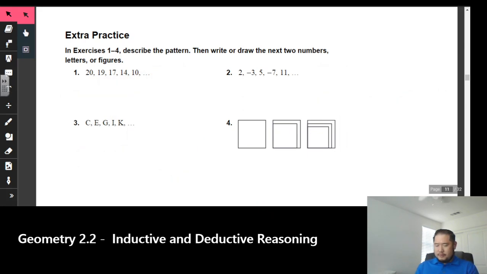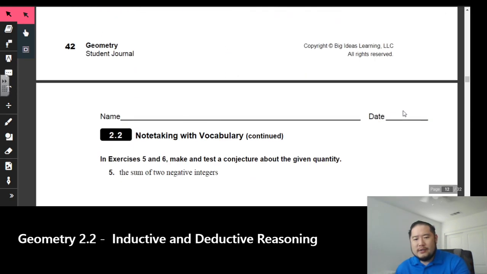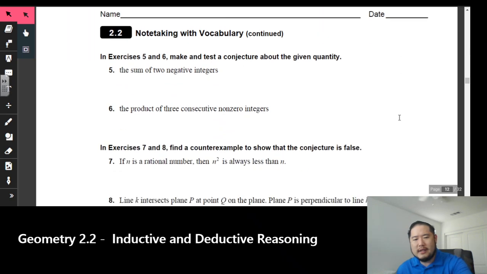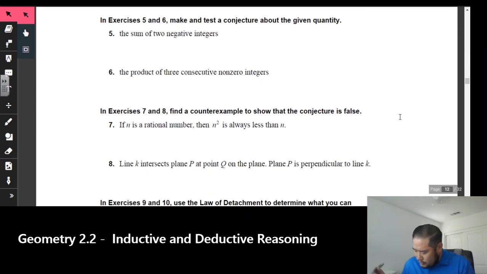Okay, let's move on. All right, this is where things get a little more complicated. This is where we have to make and test a conjecture about a given quantity. So what we're trying to do right here is make sure that we can prove the statement, for example, number 5, the sum of 2 negative integers. We can go ahead and make an example of that or show that.